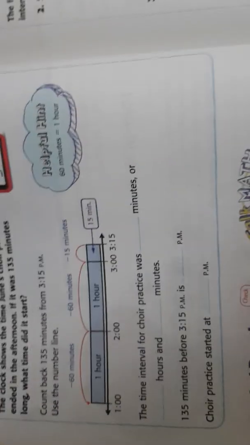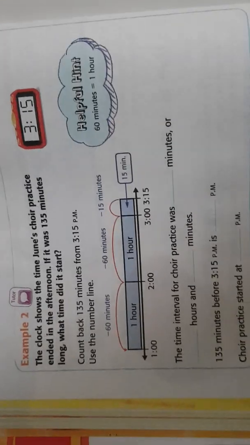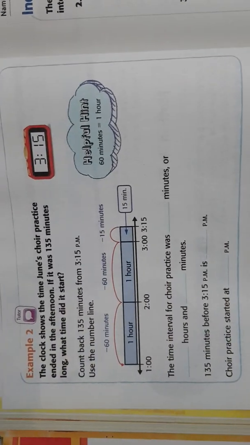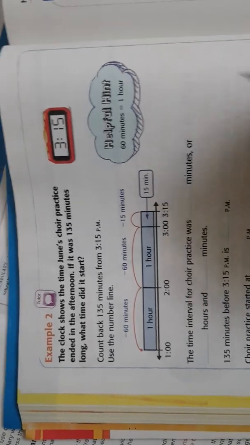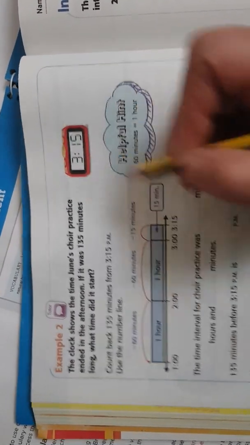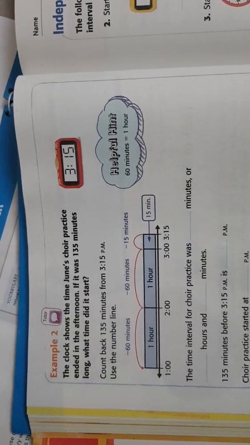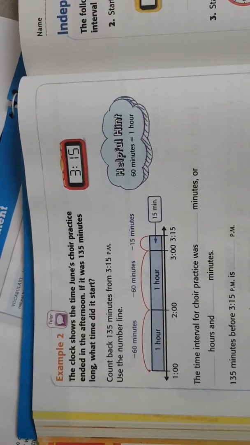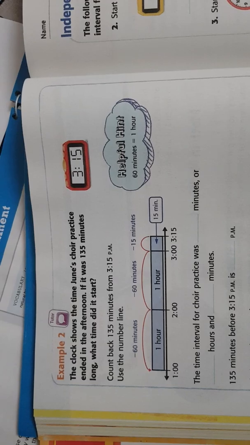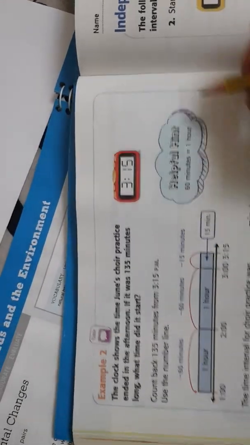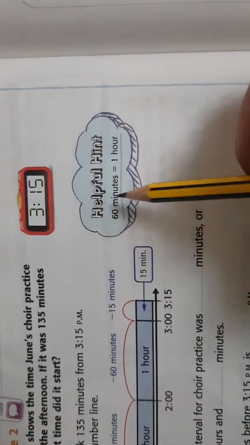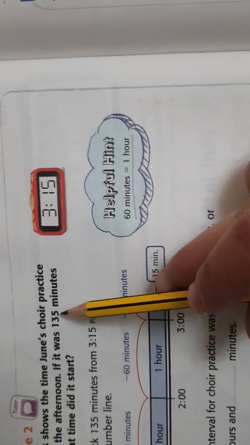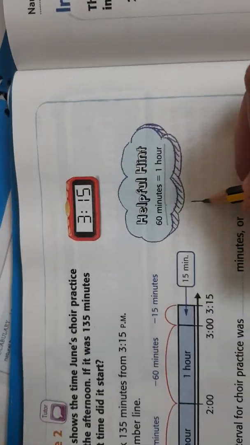Now, example 2. The clock shows the time Juan's practice ended in the afternoon. It was what? 3:15. If it was 135 minutes long, what time did it start? Now, before we start, we know that 60 minutes is an hour. Now, let's try to find how many hours are in 135.